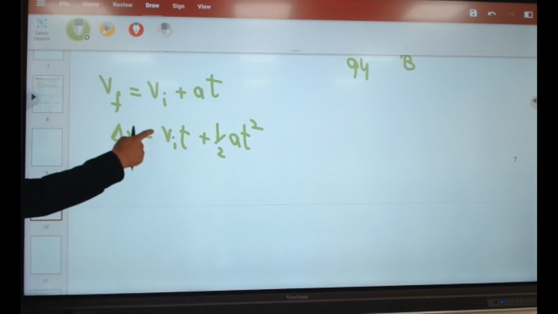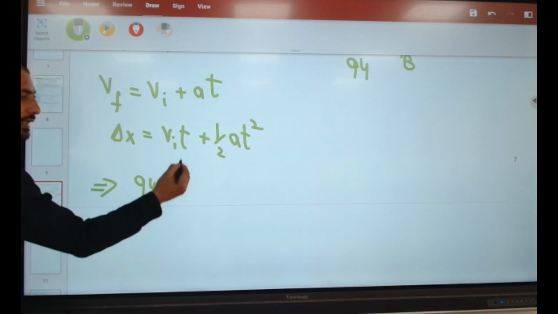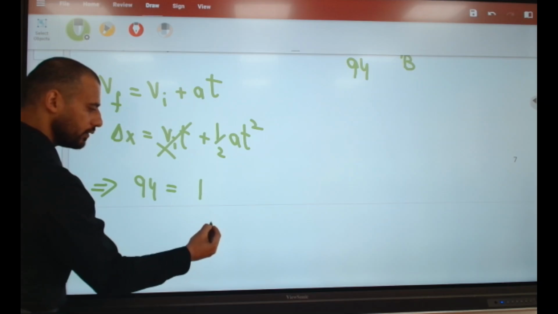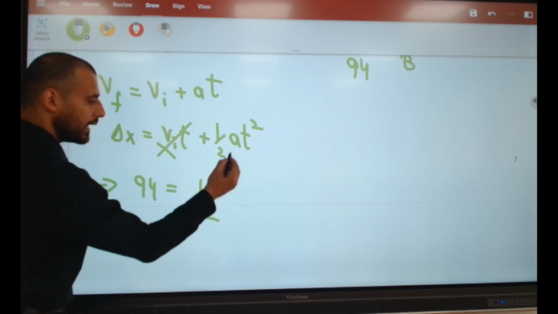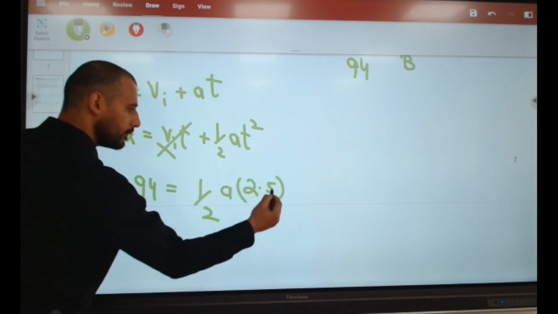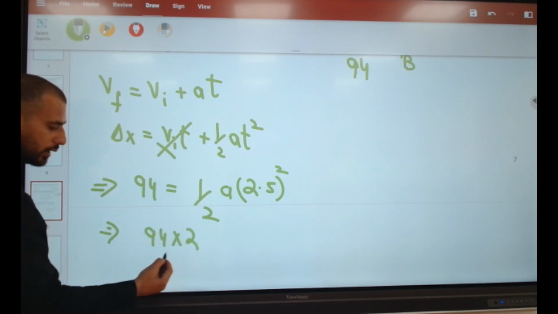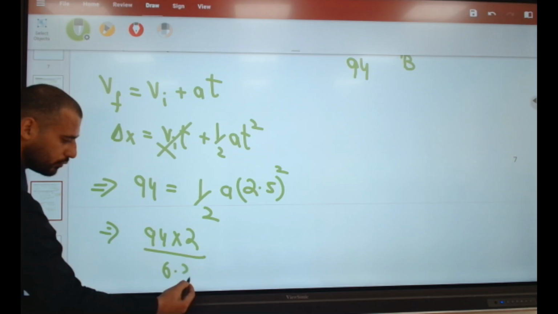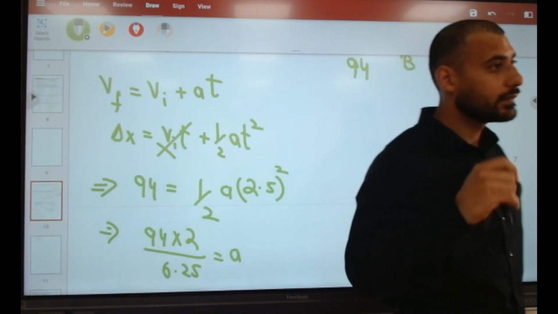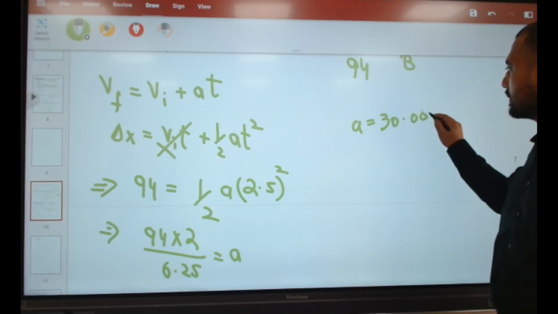Yes. What is the value now? What is delta x? 94 is equal. Initial is? So this will vanish. So we have half of acceleration, which we have to find. Time is given, it is 2.5 squared. Okay, so this will be 94 multiplied by 2 upon 6.25. Tell me the result. Yes? So the acceleration is 30.08. Tagreed was correct.